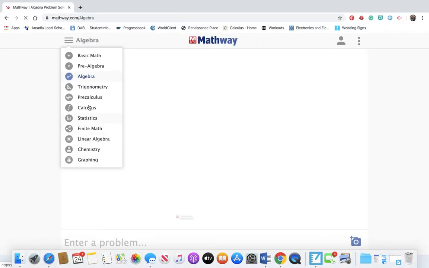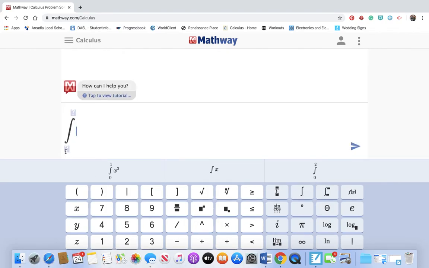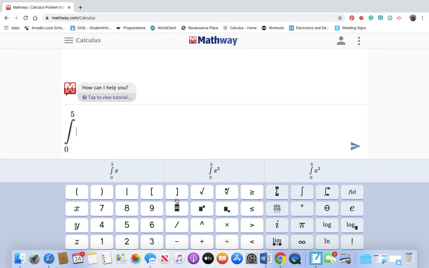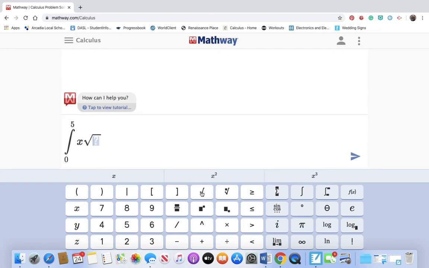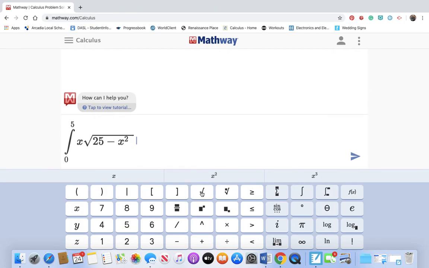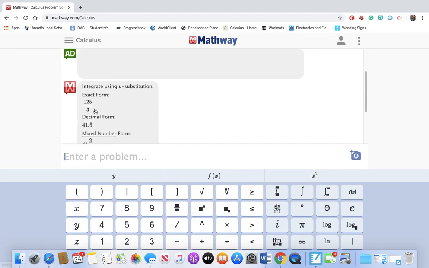Calculus. And we're going to do the integral from 0 to 5. And you put x, and then square root of 25 minus x squared dx. And we got the right answer, 125 over 3.